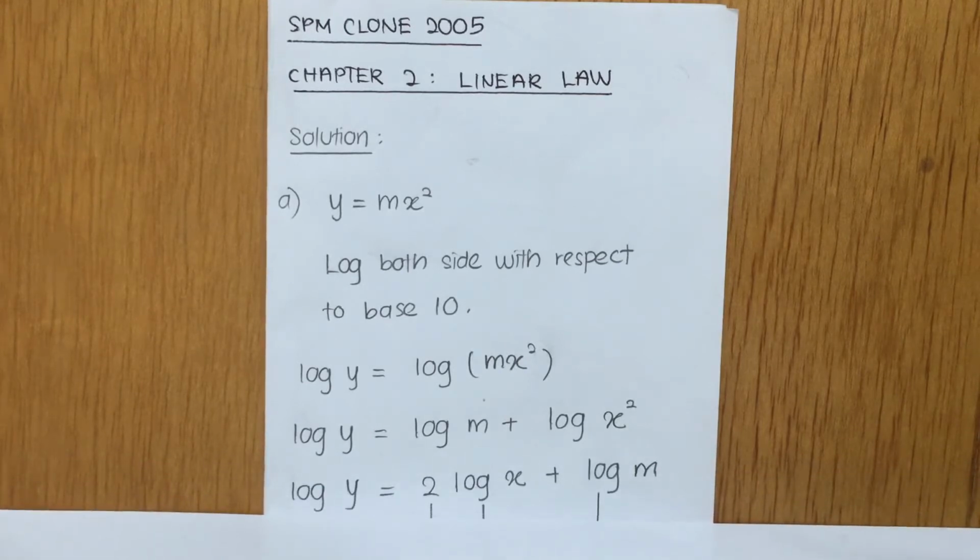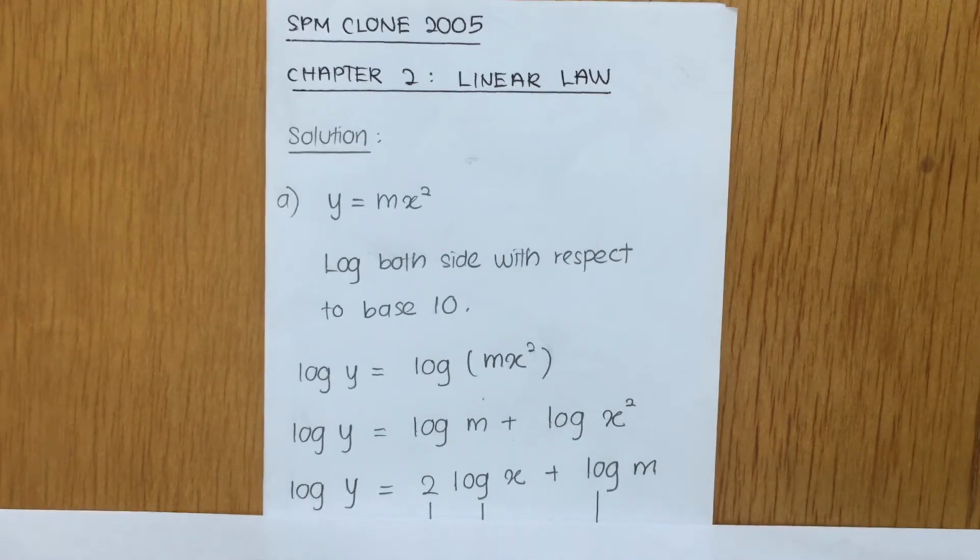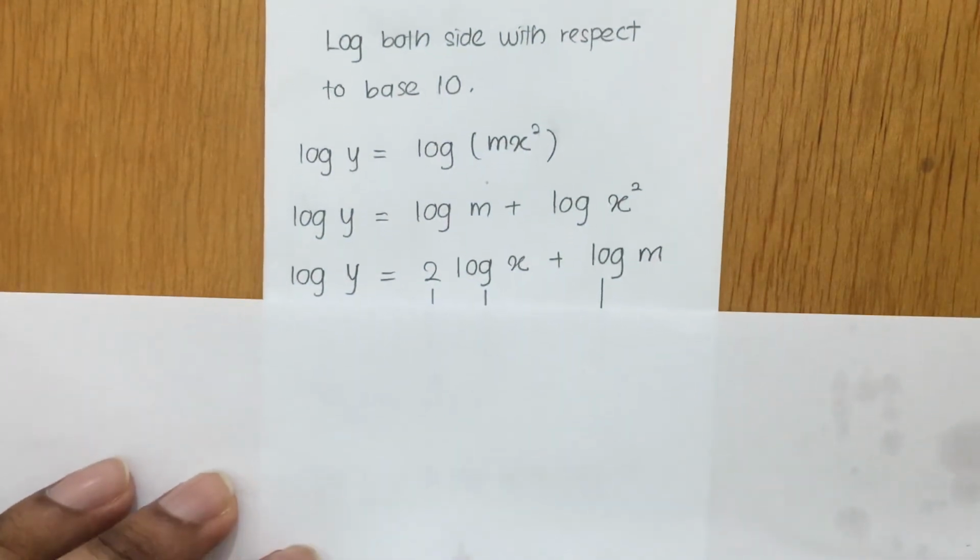So from here, log y equals 2 log x plus log m. Okay, I rearrange such a way that it satisfies the straight line equation form, which is y equals mx plus c. Okay, how can this equation relate to y equals mx plus c? Okay, let me show you the mapping now.